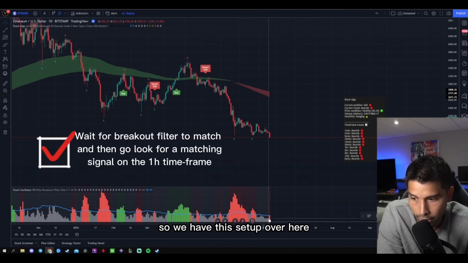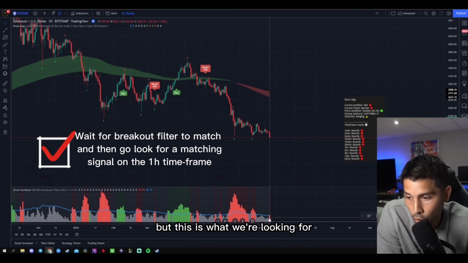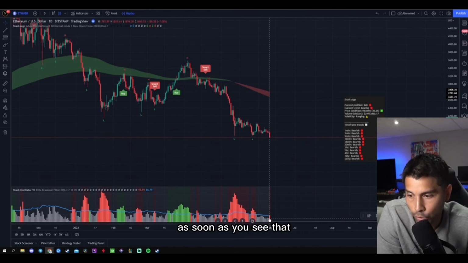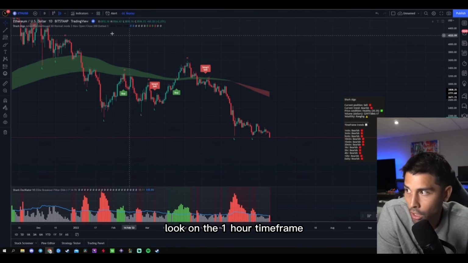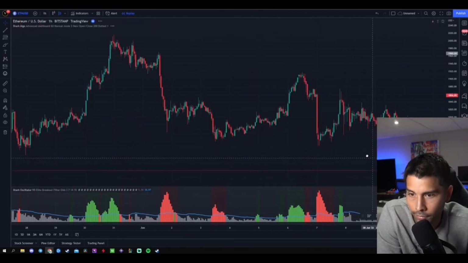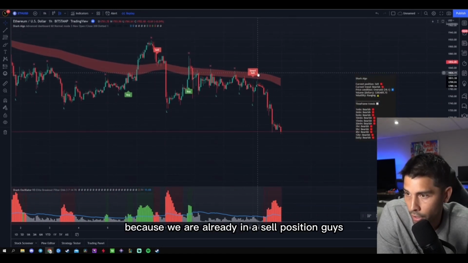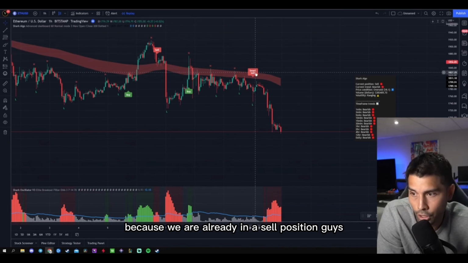All right, so we have this setup over here ready to go, guys, just for demo purposes. But this is what we're looking for. We're looking for this red bar to pop up. As soon as you see that, that's your trigger to go look on the 1 hour time frame. And now we're on the 1 hour time frame, and we're going to enter the trade because we are already in a sell position, guys, right?